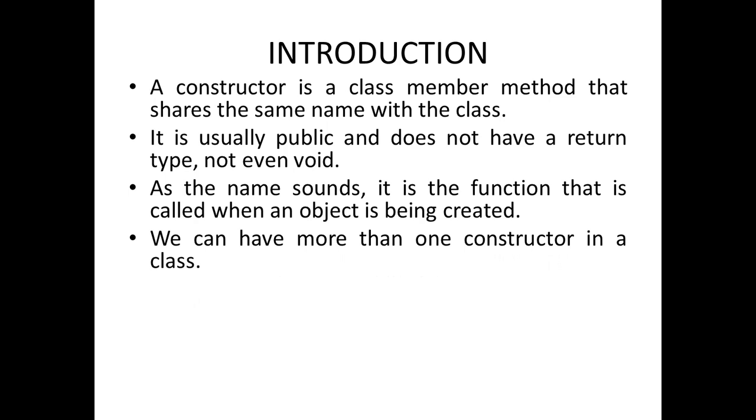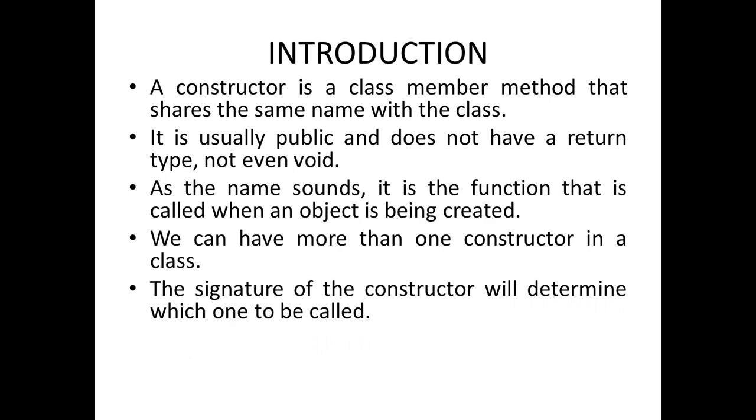We can have more than one constructor in a class. That is to say, we can have more than one method that has the same name as the class. So when you have more than one method that has the same name as the class, you know that we are talking about multiple constructors. That means the object can be initiated or instantiated in various ways.